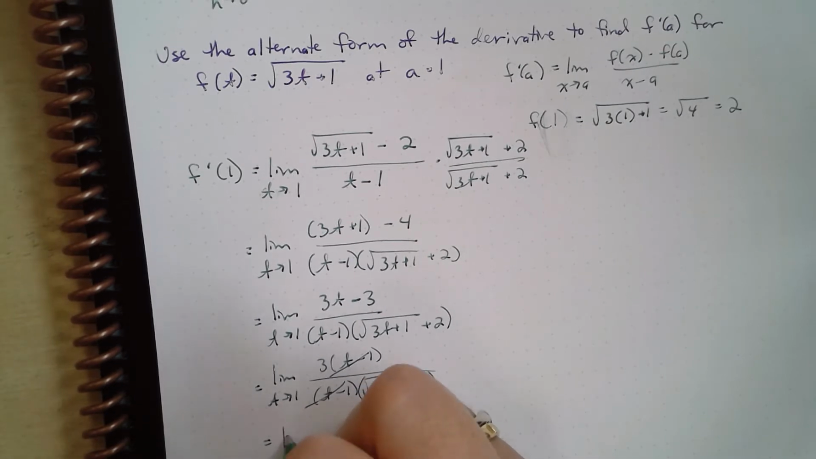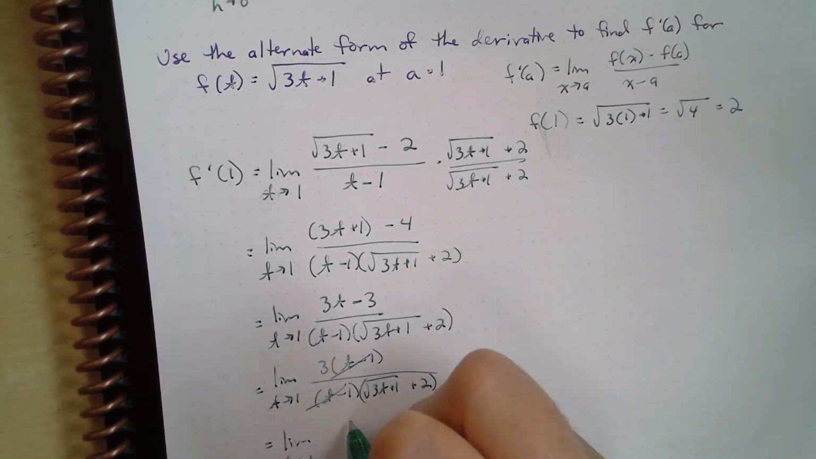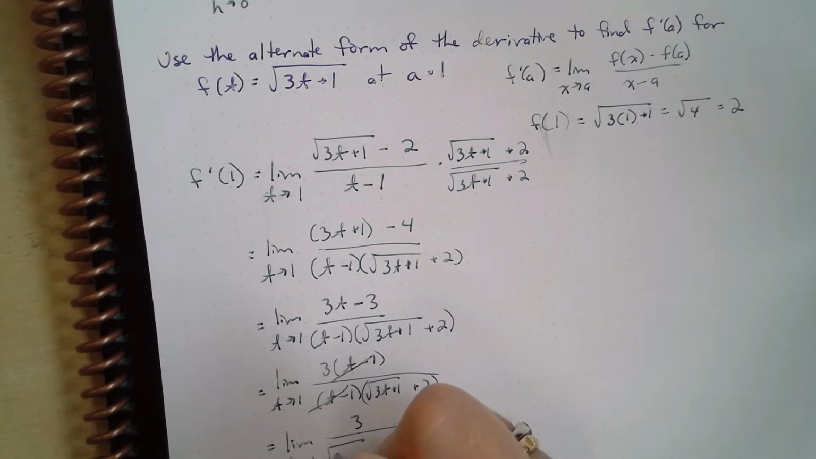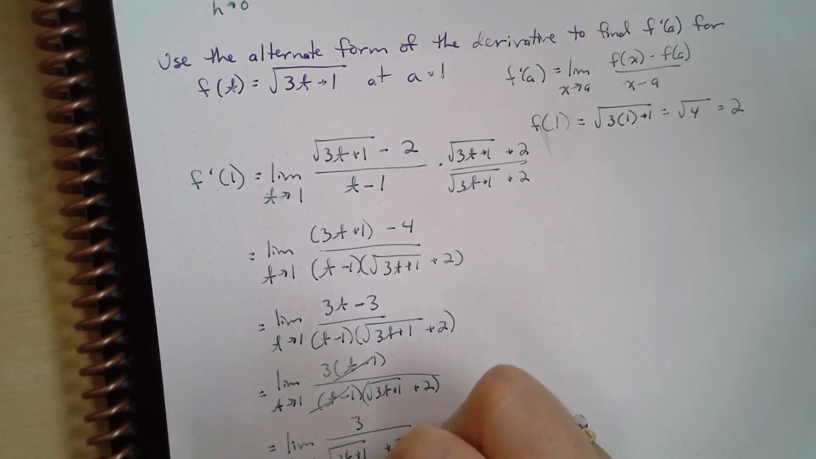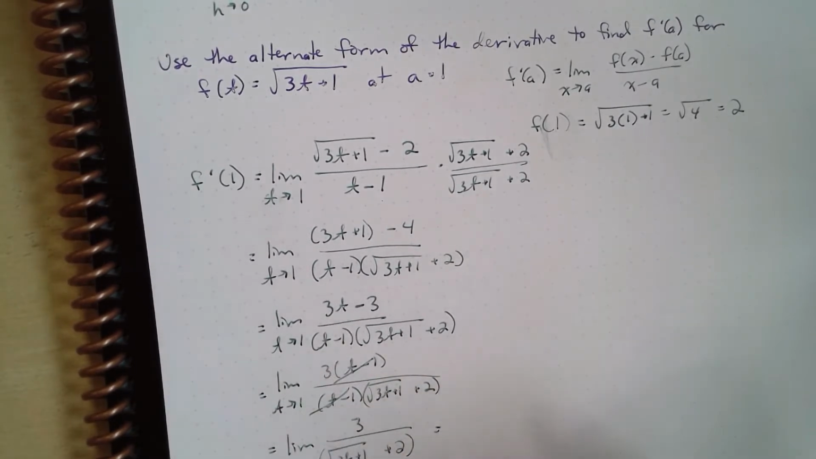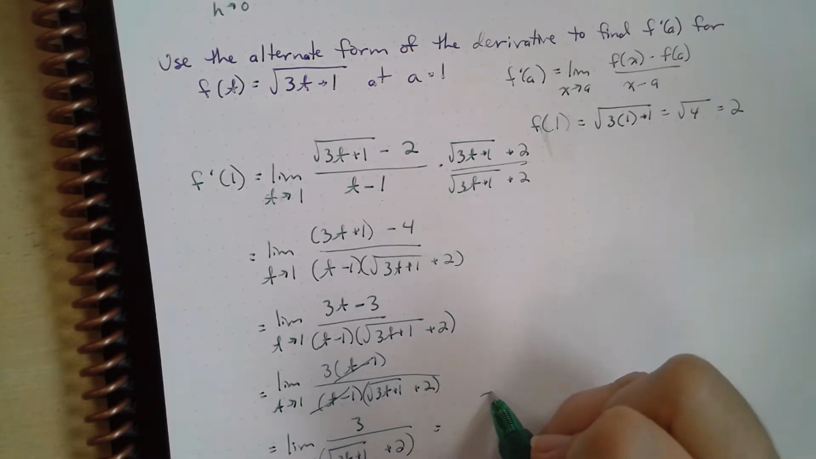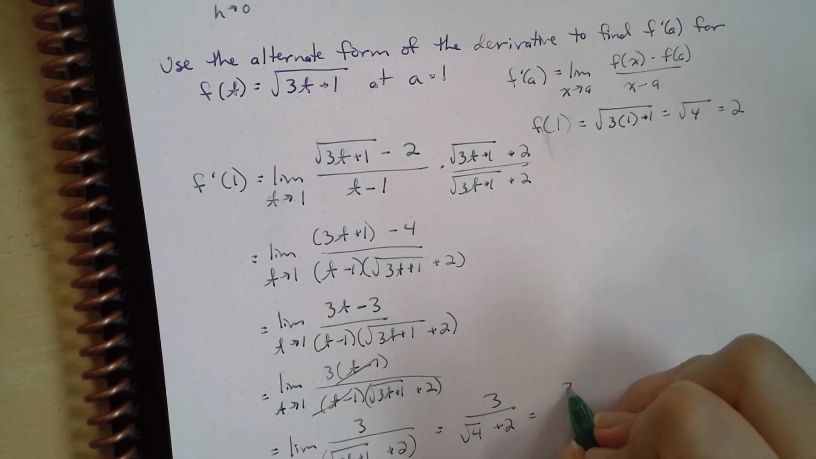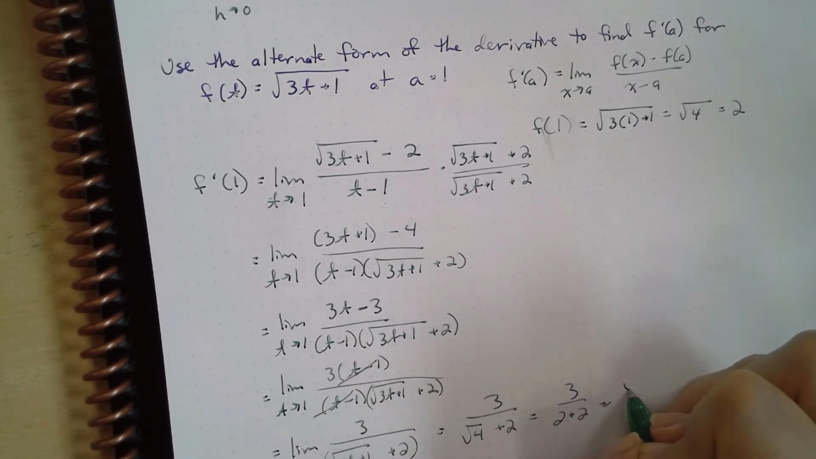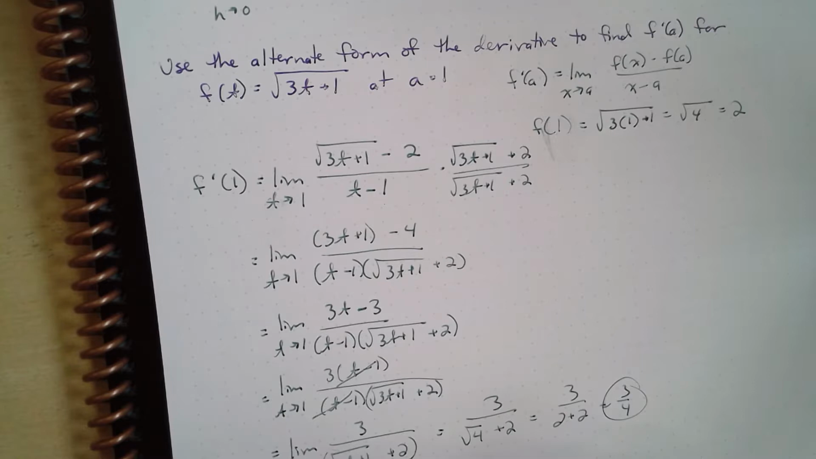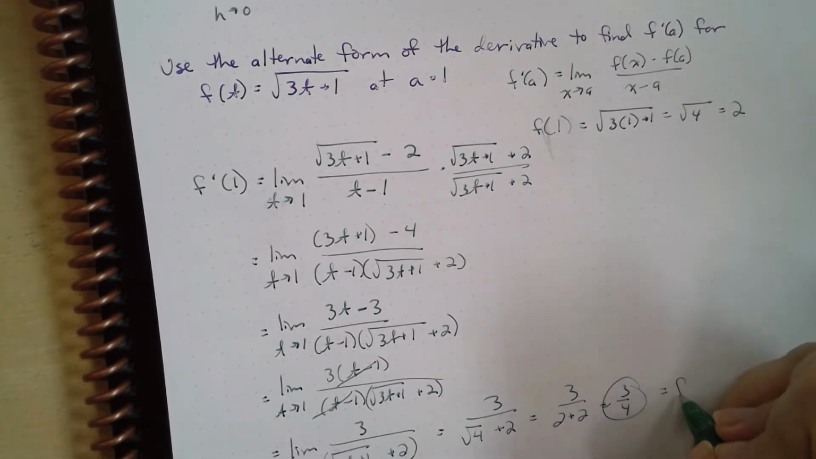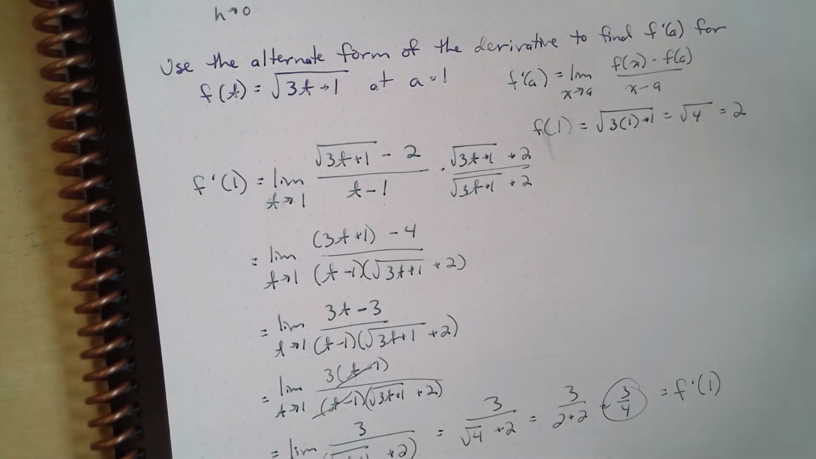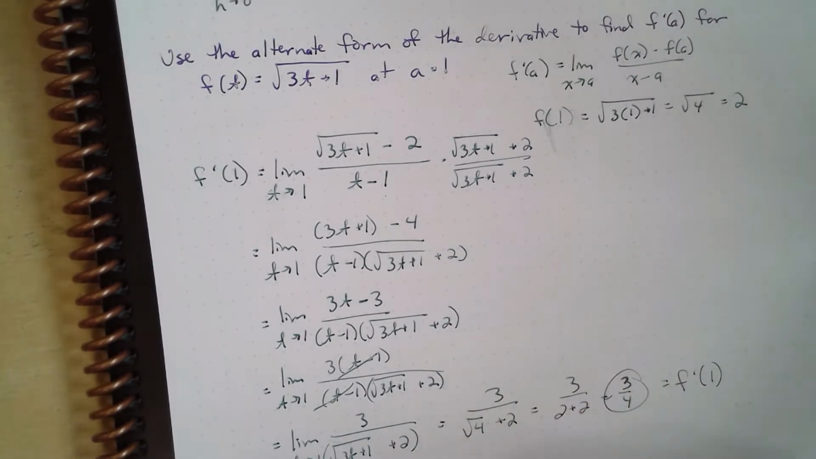So now we have the limit as t approaches 1 of 3 over the square root of 3t plus 1 plus 2. And as t approaches 1, we're going to get 3 over the square root of 4 plus 2, which equals 3 over 2 plus 2, which equals 3/4. So that's our slope: f prime of 1 is equal to 3/4. Kind of fun, huh? All right, let's do 2 more examples.